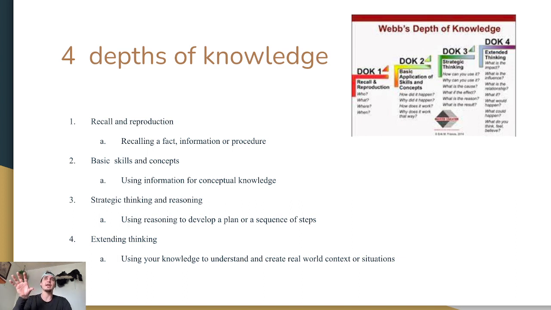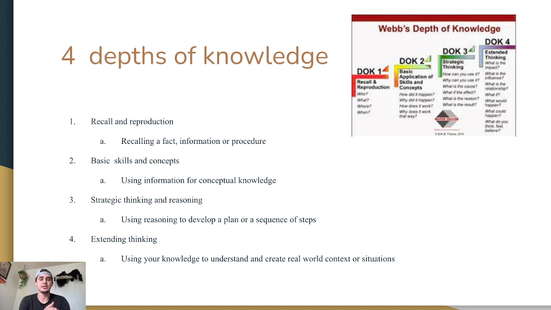The next is basic skills and concepts. So it's using that information that we recalled and building conceptual knowledge, such as why do we need money, where is it, how does it work, and so on and so forth. The third is strategic thinking and reasoning. It's using the reasoning that we have to develop a plan or sequence of events. So now that we know what money is and where we get it, how do we use it? What is important about it? What is the benefit of having money and saving money?